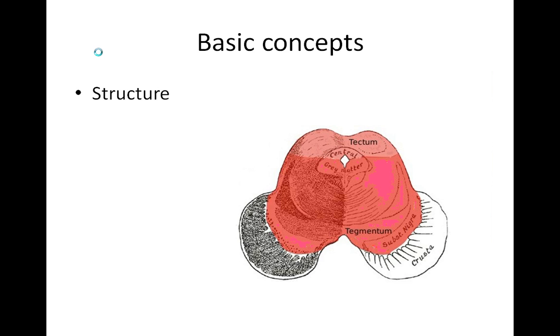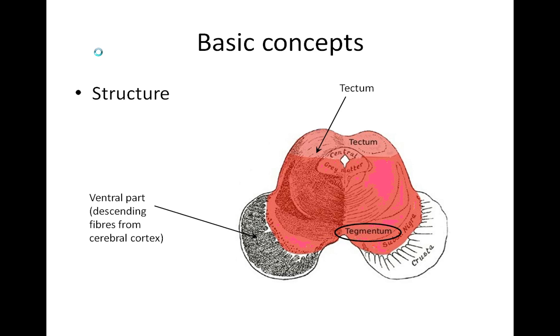In terms of its internal structure, you look at it relative to the ventricular system. So the part of the brainstem which lies behind the ventricular system is known as the tectum. The part which lies immediately in front of the ventricular system is known as the tegmentum of the brainstem. And finally there is a ventral part which is derived from cortical fibers which actually pass down into the brainstem.